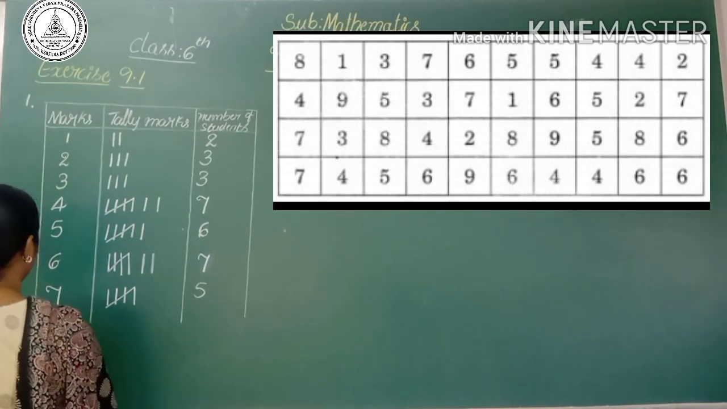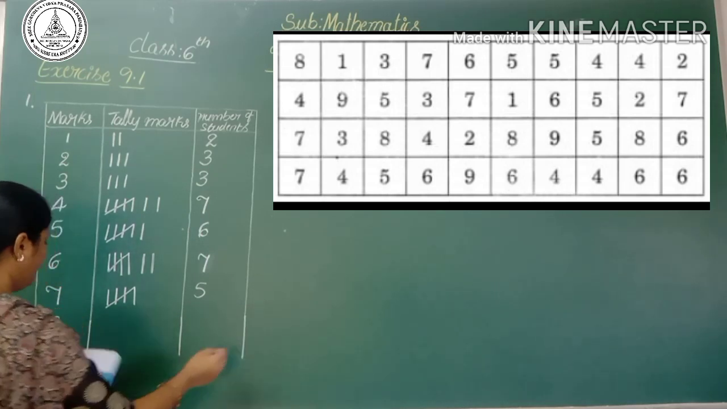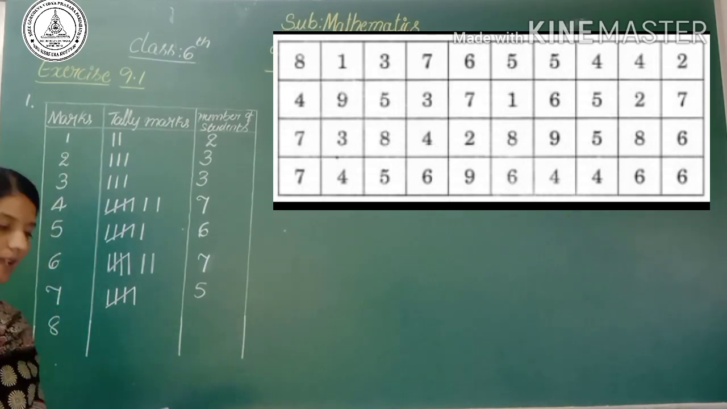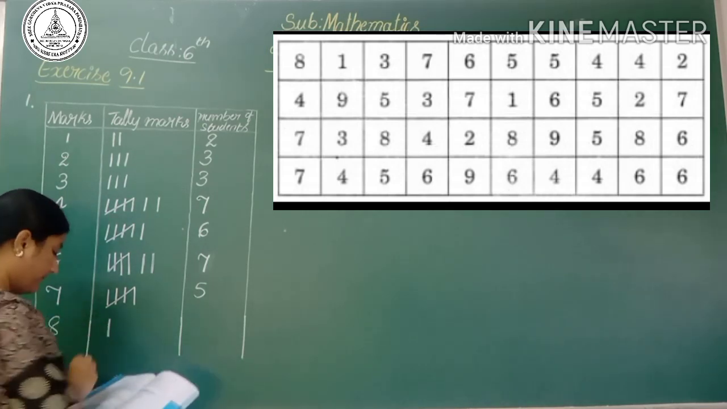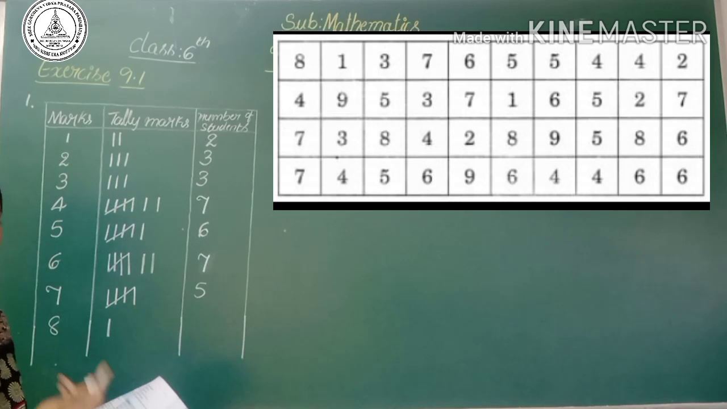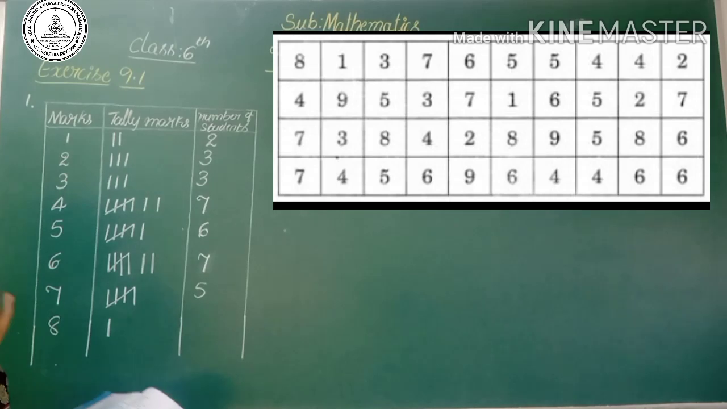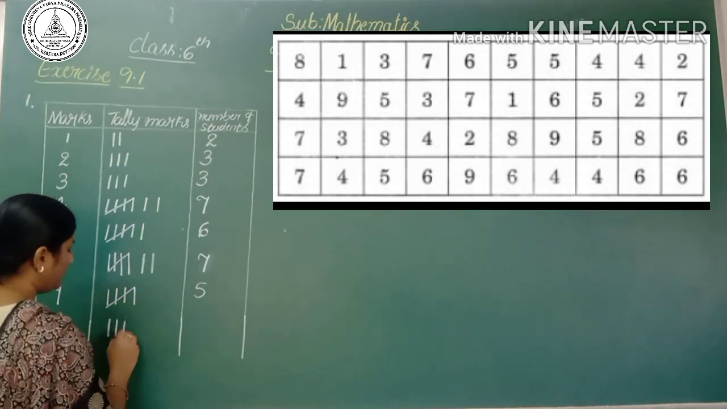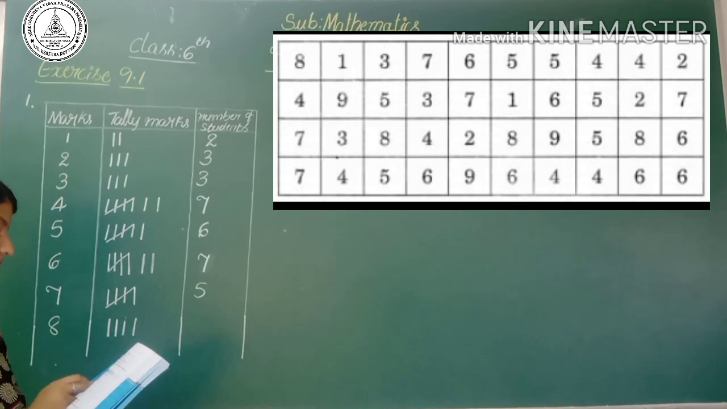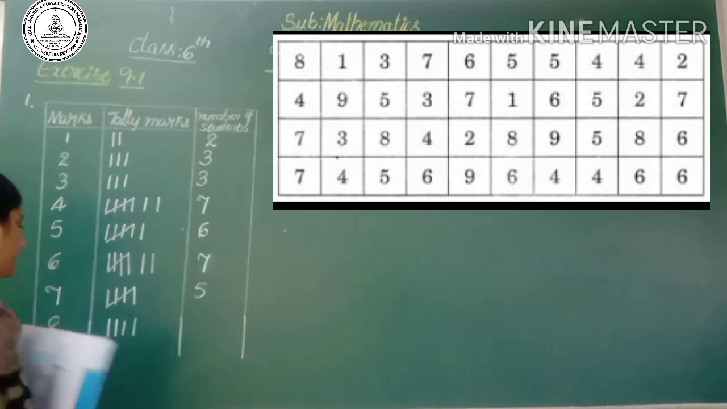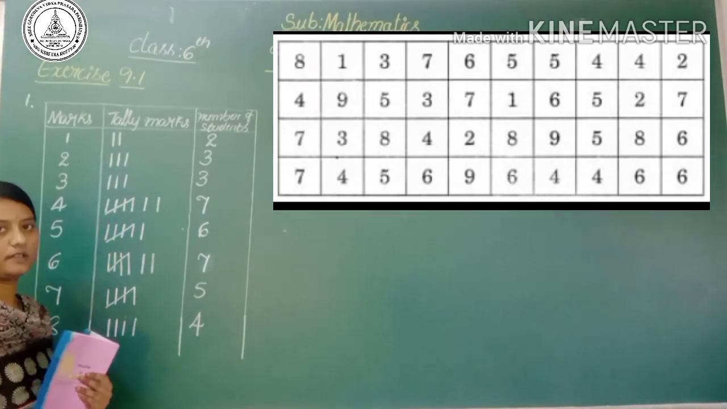Then 8. Then let's check how many students got 8 marks. In the first row, 1 student got 8 marks. In the second row, no one got 8 marks. In the third row, 1, 2, 3. There are 3 members who got 8 marks. 1, 2, 3. Totally 4. And in the last row, no one got 8 marks. Totally how many students got 8 marks? 4 students got 8 marks.